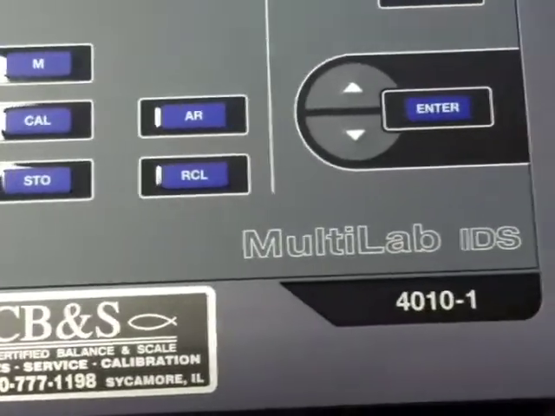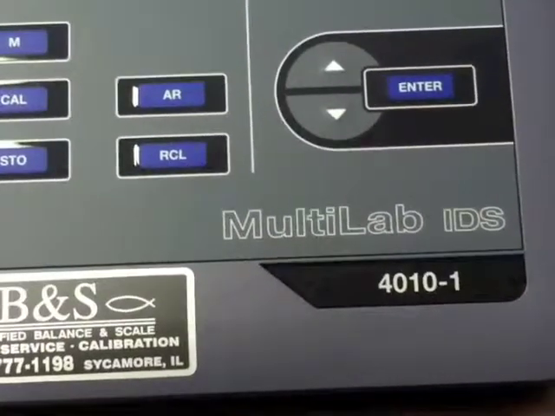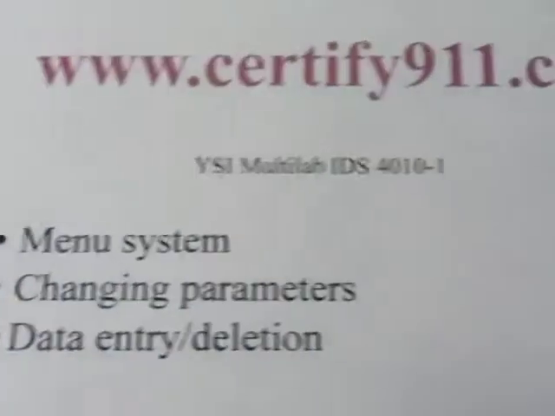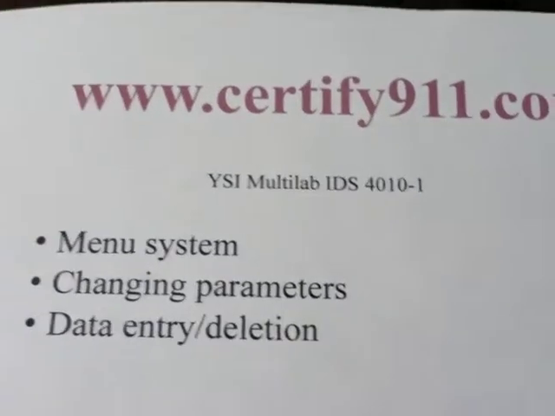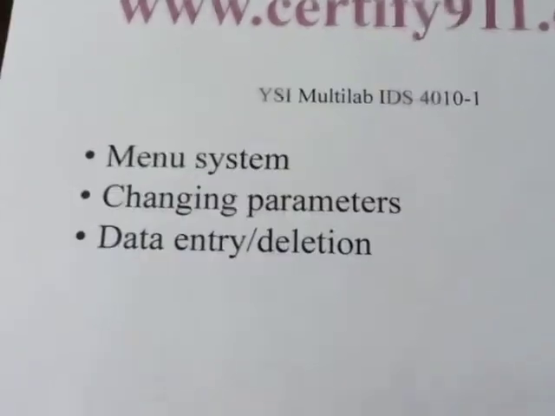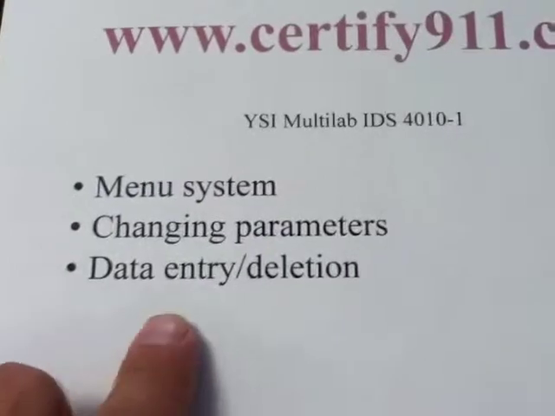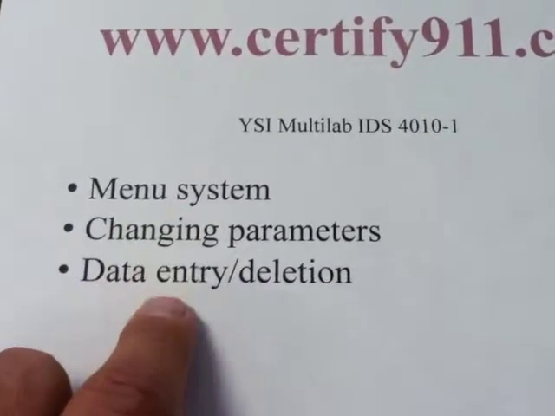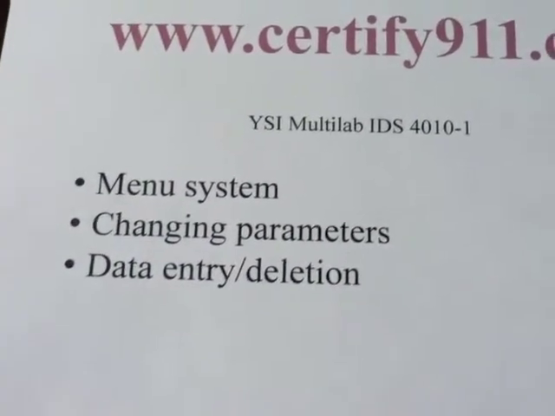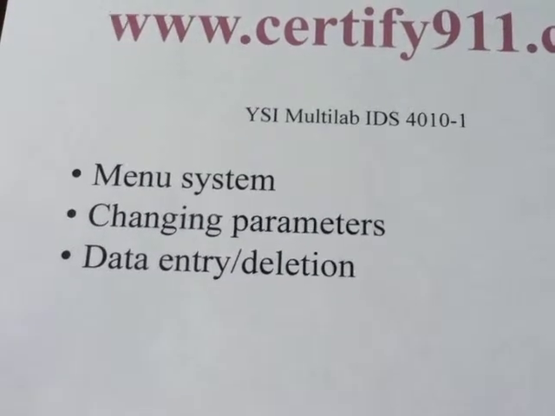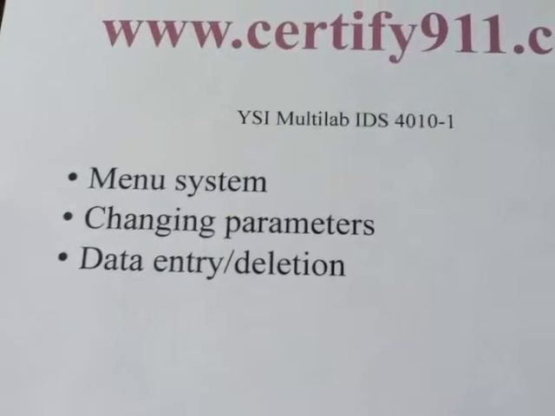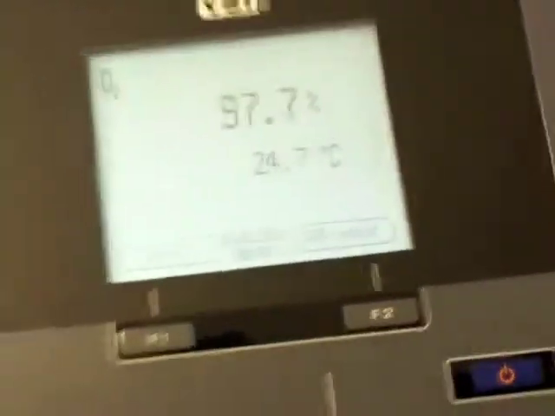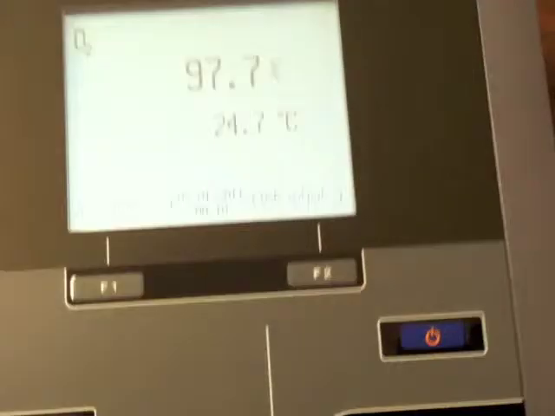In this video, we're going to be looking at the Multi-Lab IDS, the 4010-1. The couple things that we wanted to look at today is how we can go into the menu system. There are some things that we want to be able to access and change, so we want to be able to change parameters, and then we want to spend a little time talking about how we can do data entry and deletion of the parameters that we have chosen. So we're just going to walk through some of these things.